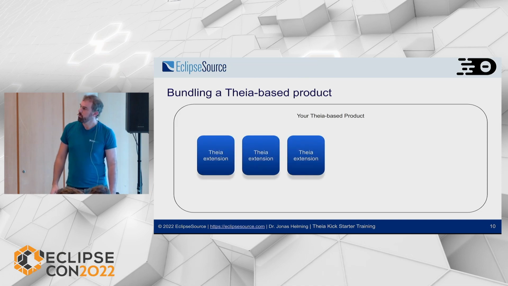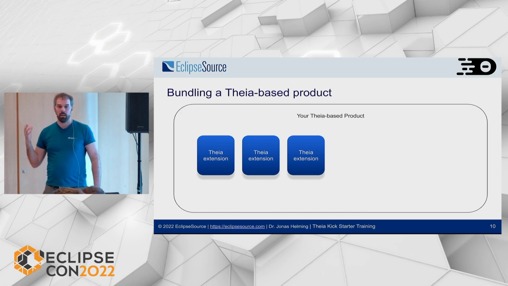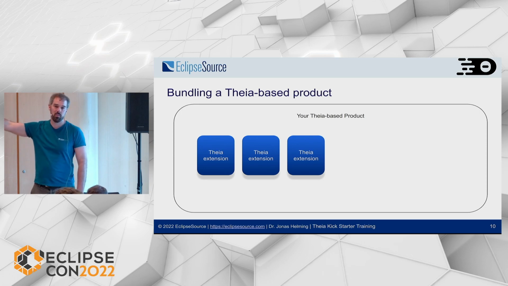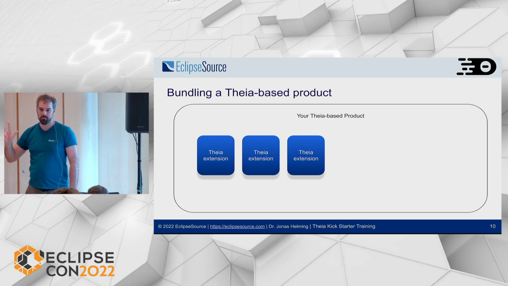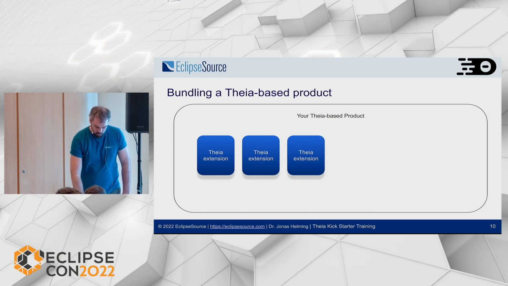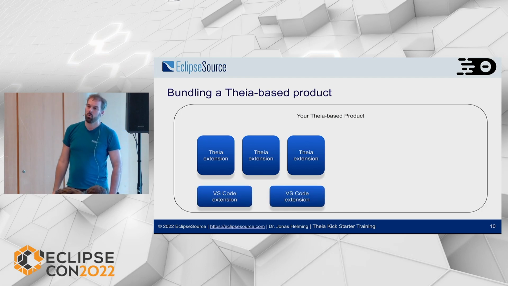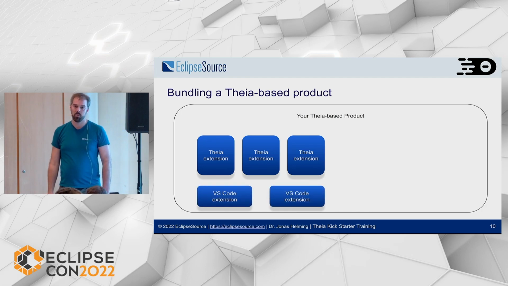So I mentioned before, a Theia-based application consists of an arbitrary number of Theia extensions. These would be Theia extensions that already exist and that you just want to make part of your product. And as a side note, you can also add VS Code extensions. That's also supported by Theia. I will not focus on that today, but all these features that are provided as VS Code extensions in the marketplace, you can also add to your Theia-based product.